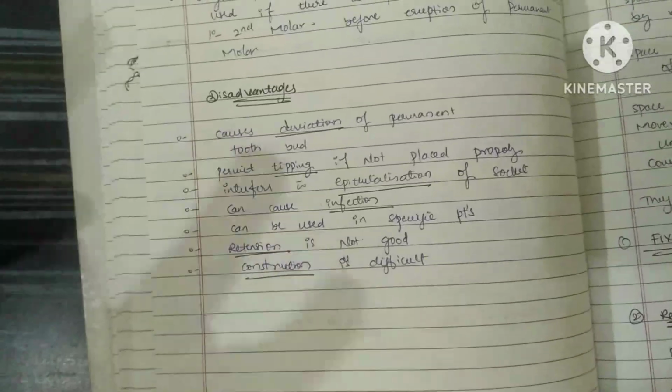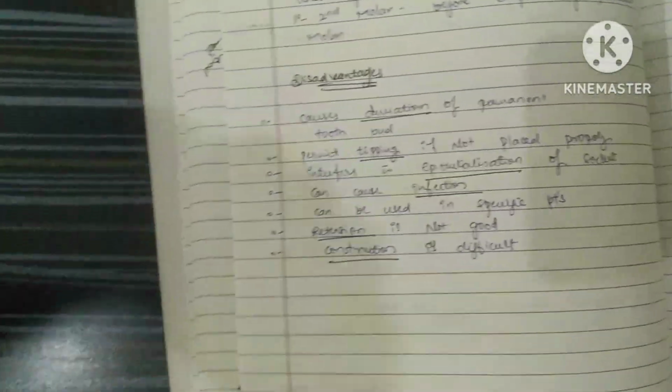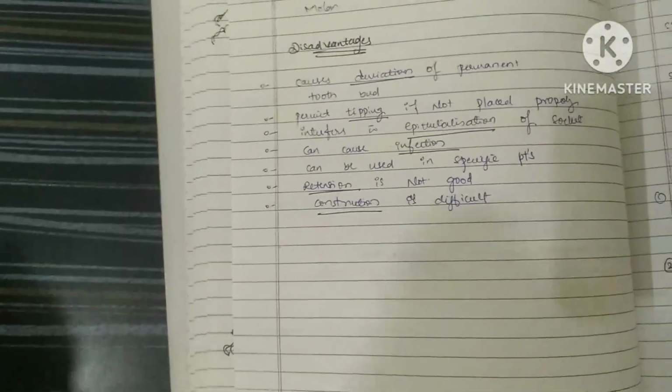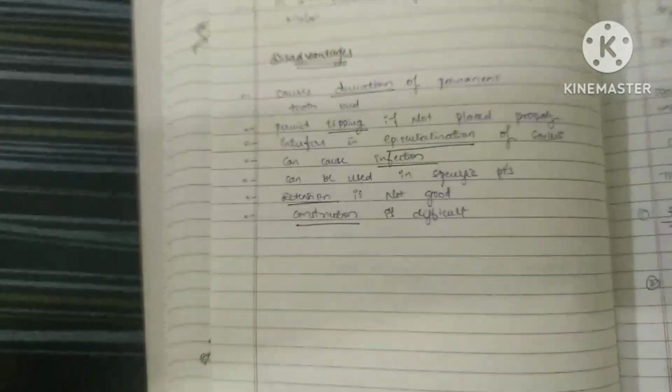Okay, so this is about the distal shoe space maintainer. This is going to come for about 10 marks in the university exam, RGHS. So yeah, this much only.